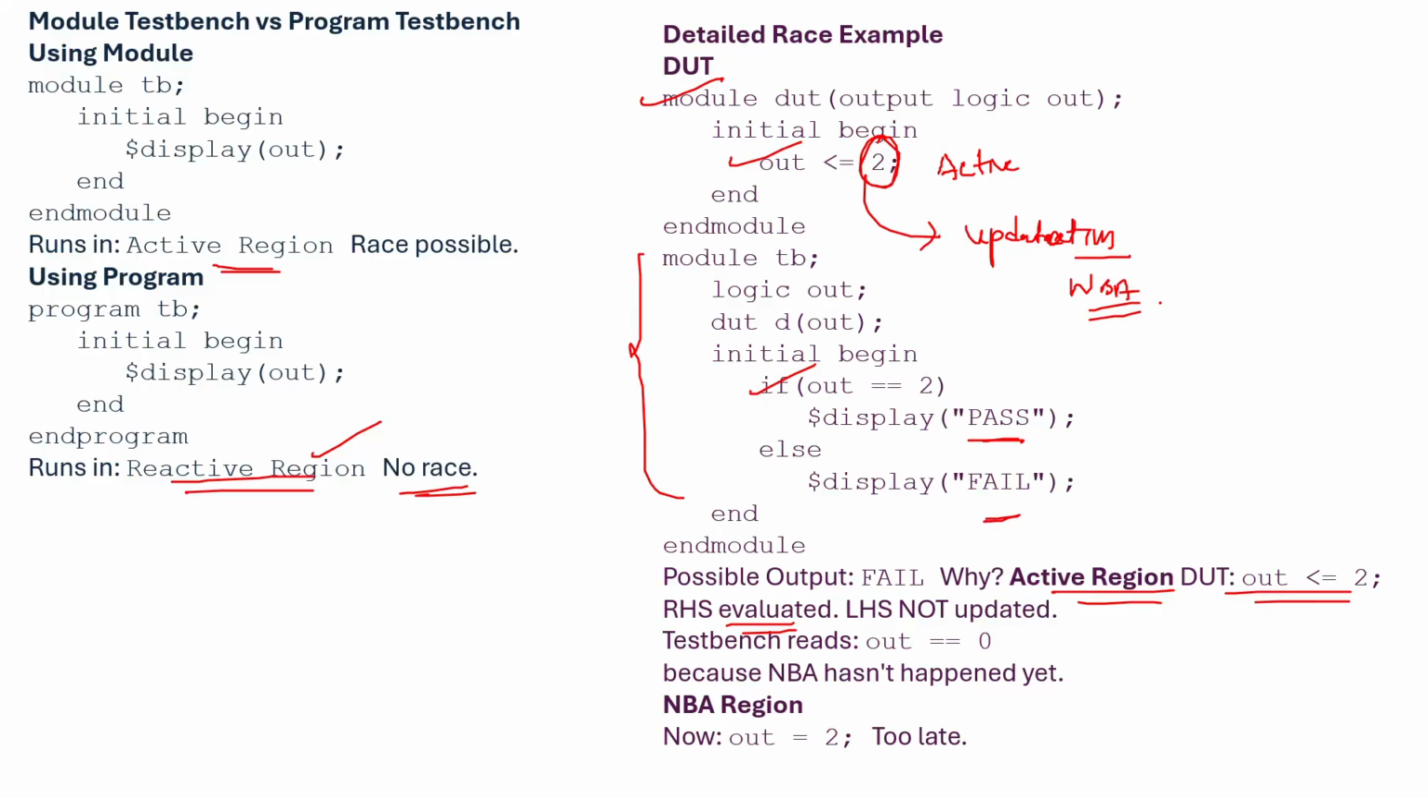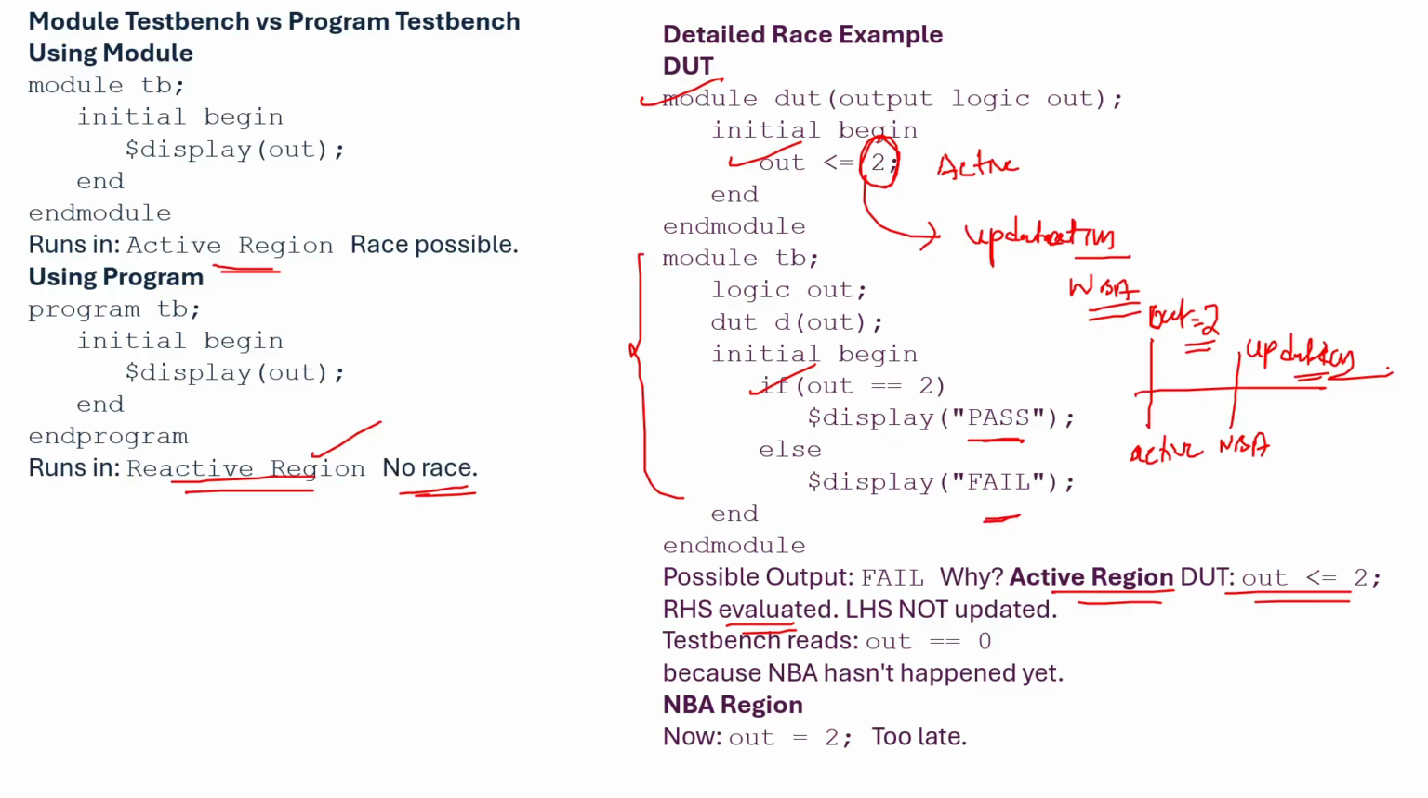But your TB is also executing in the active region only. Then how can I read the value? I need some time, right? Because we have the active region here and then the NBA region here. Here output equal to 2 will be evaluated and then the updation takes place. The updation is taking some time.